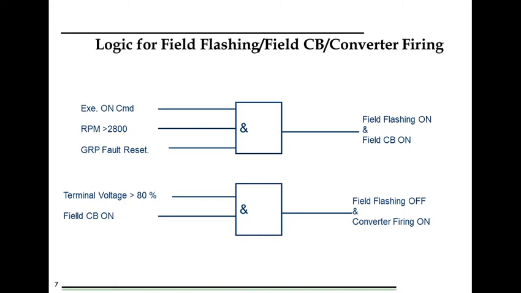Now once the terminal voltage reaches 80% and the field breaker is on, then the output will be that field flashing will be off and the converter firing takes its place, that is, the main firing system will come into the picture.